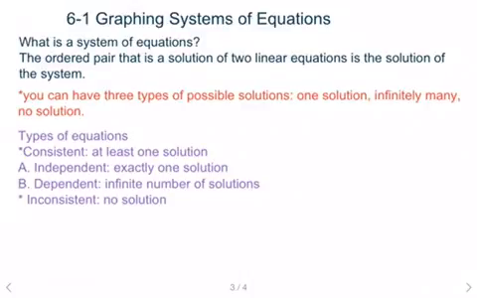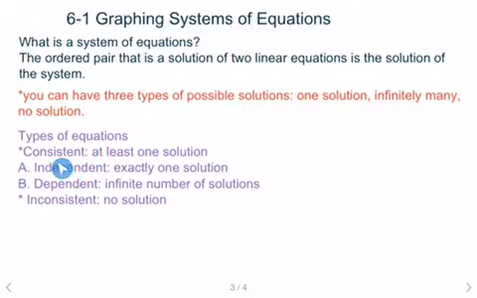Now, there are different kinds. As we see here, you can have three types of possible solutions. You can have one solution, infinitely many solutions, and no solution. Those are the three possible solutions. Now, there are also types. This is separate. These are the different types of equations.